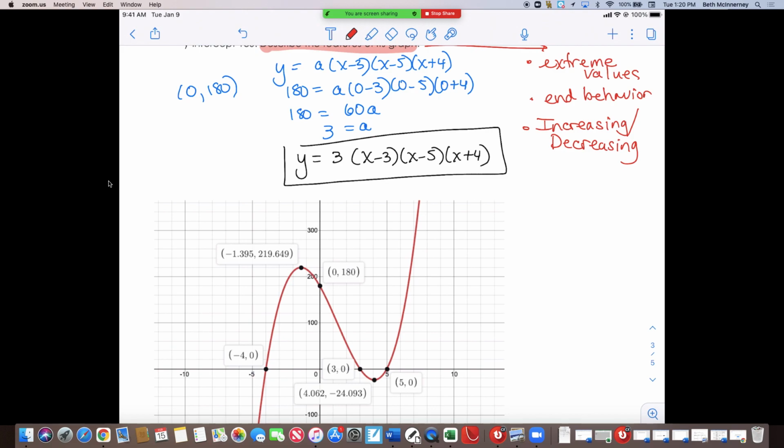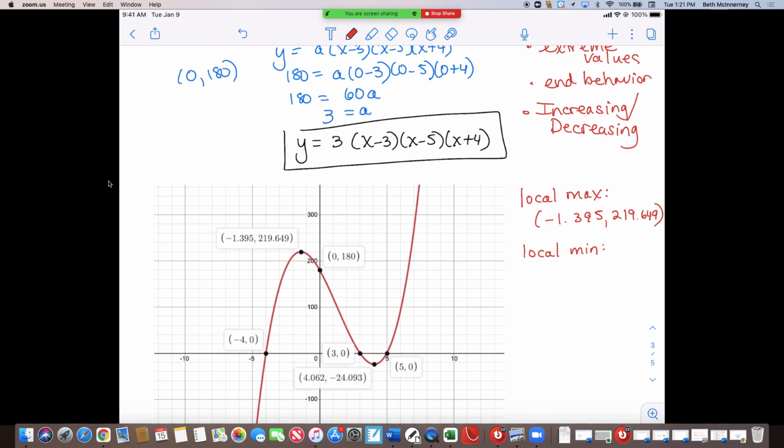So I see a local maximum. It is at negative 1.395, comma 219.649. There's a local minimum. Where is the local minimum? Yep, 4.062, comma, negative 24.093.